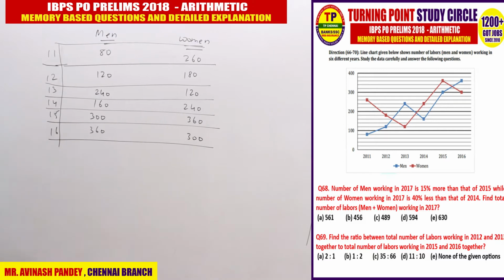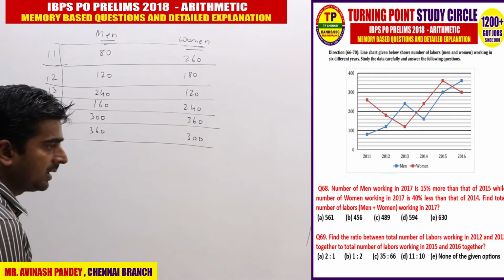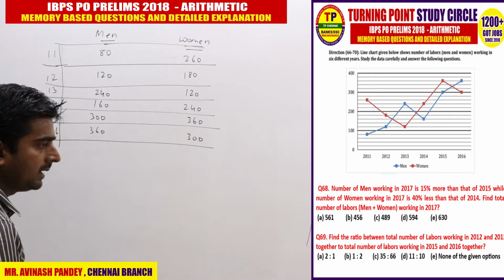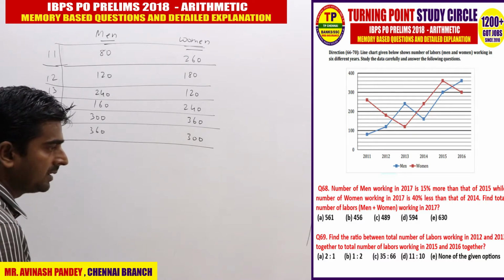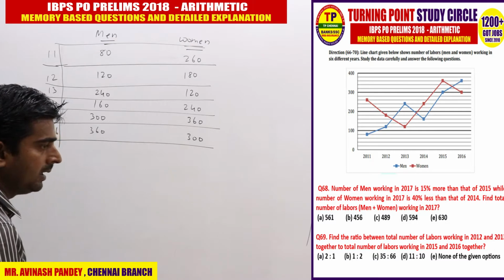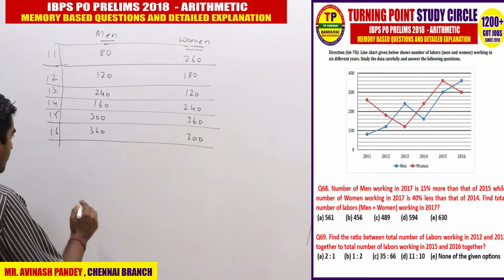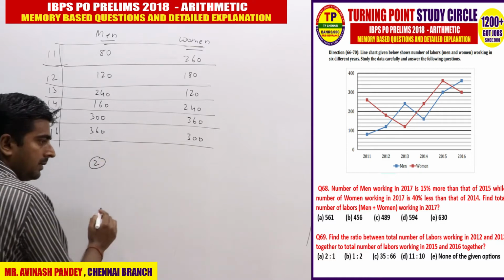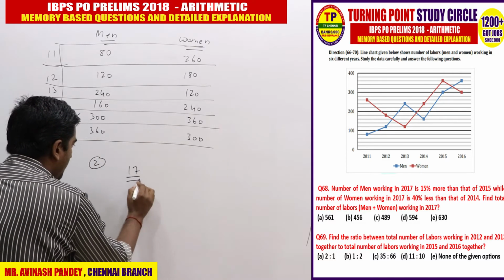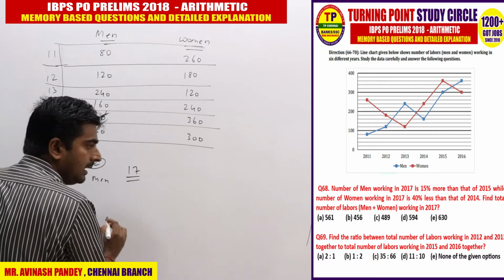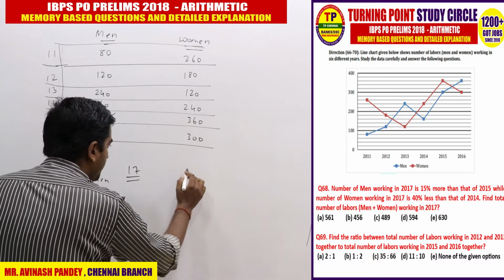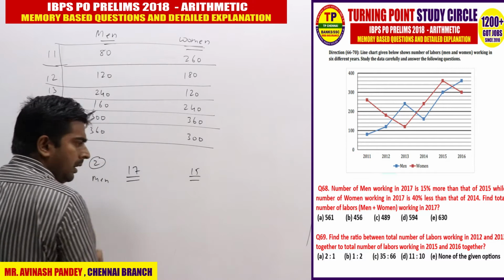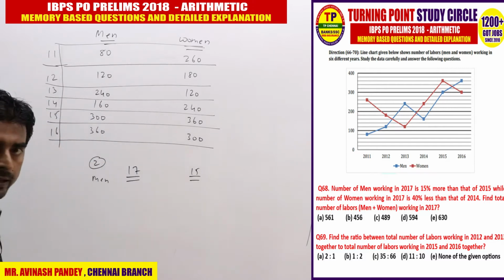Right, next question. The number of men working in 2017 is 15% more than that of 2015, while the number of women working in 2017 is 40% less than that of 2014. Find the total number of laborers, men plus women, working in 2017. So when you see this question, they have given you 2017 number of men, and then they're telling about 2015. So the number of men working in 2017 is 15% more.